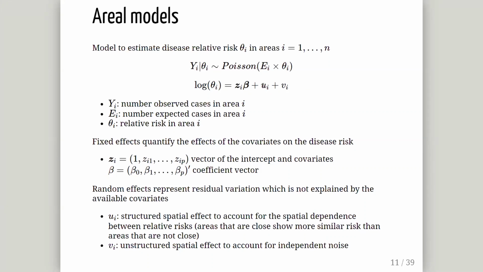For example, we can put a spatial random effect to acknowledge that areas that are close to each other may have similar risk. And also we can have an independent random effect and a structured random effect to recognize that areas may have risk independent from the other neighboring areas.